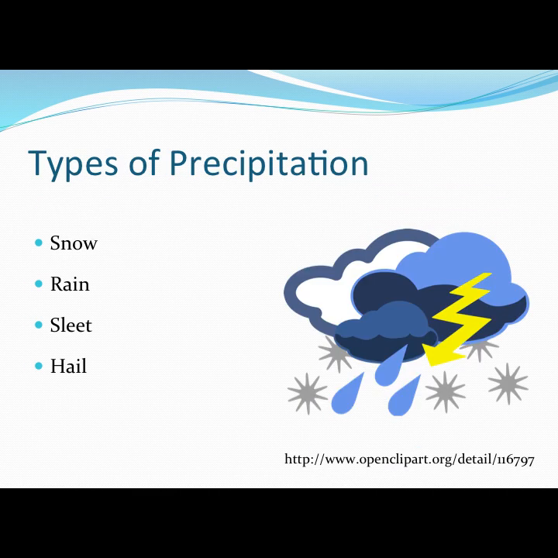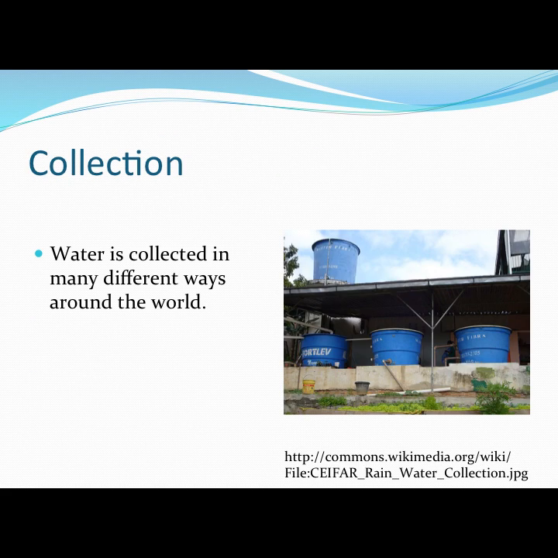There are lots of different types of precipitation: snow, rain, sleet, and hail. We sometimes use this precipitation as drinking water and collect it in large collection systems.